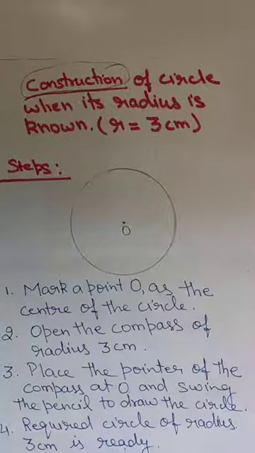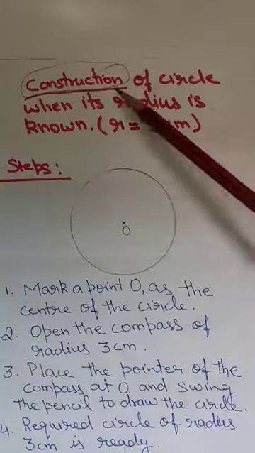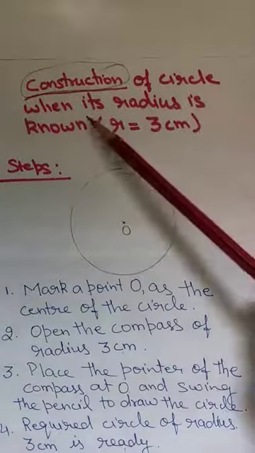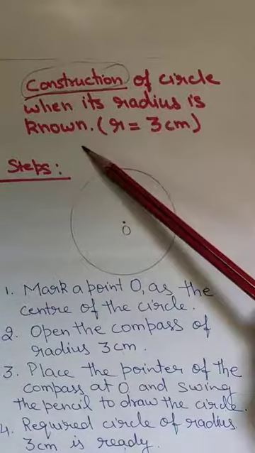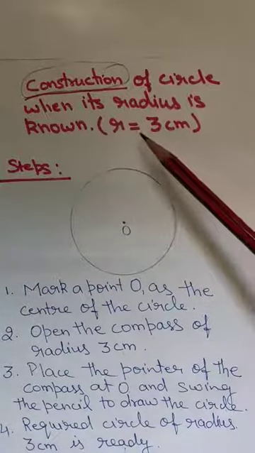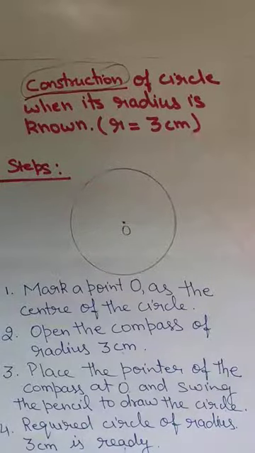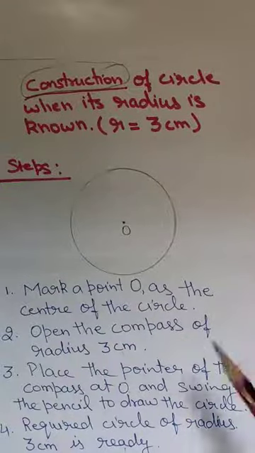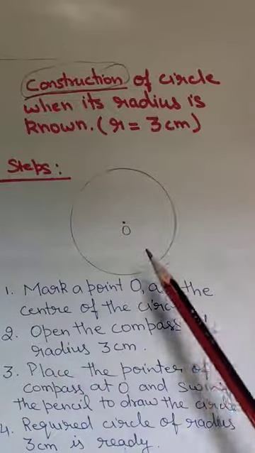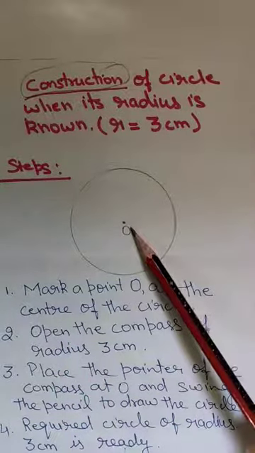Let's start with the first topic, that is construction of a circle when its radius is known to us. Suppose the radius is given to us as r centimeter. So how will we do the construction of a circle? First of all, we will mark a point O as the center of the circle. Here we have marked the point O.